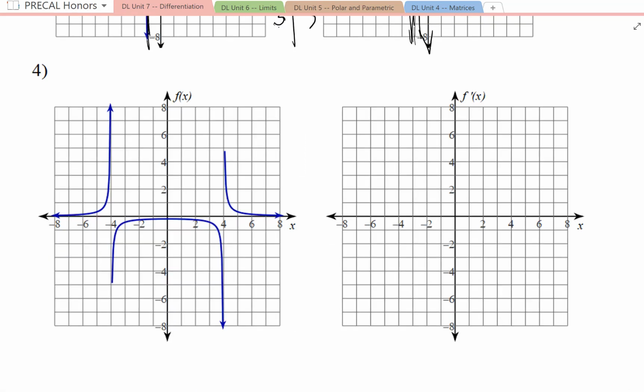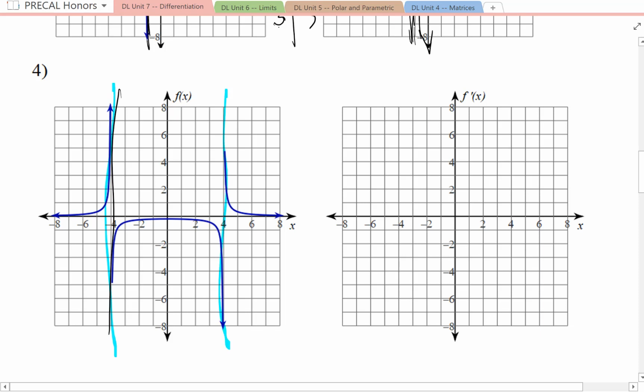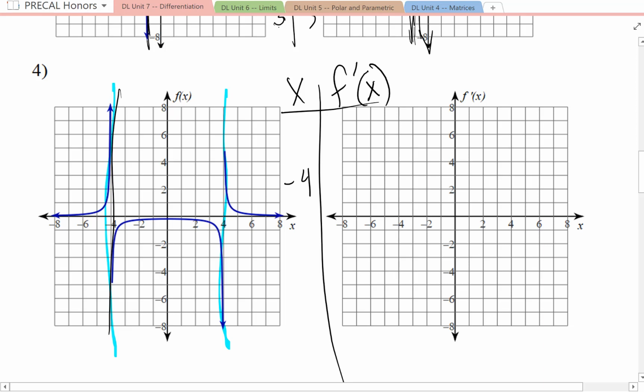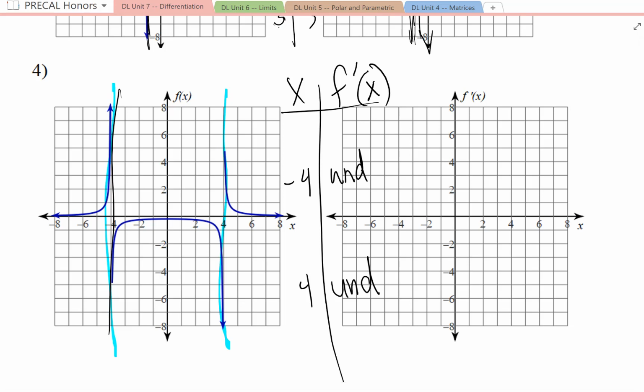Ooh, what's this craziness? You've got 2 vertical asymptotes, -4 and 4. So this is actually all centering around the y-axis, which helps us. At -4, we need to say that the slope is undefined. At +4, we need to say that the slope is undefined. But we also need to know what the slopes are in between and around these vertical asymptotes. So I'll do the vertical asymptotes on the derivative graph first.